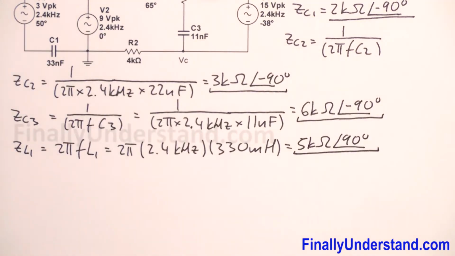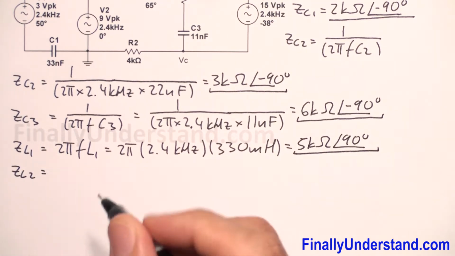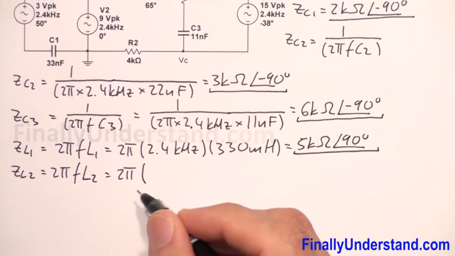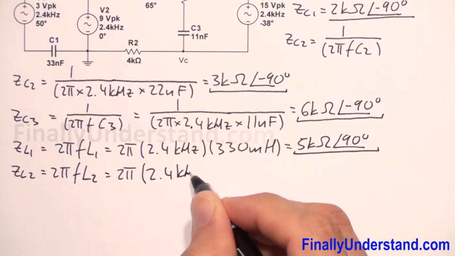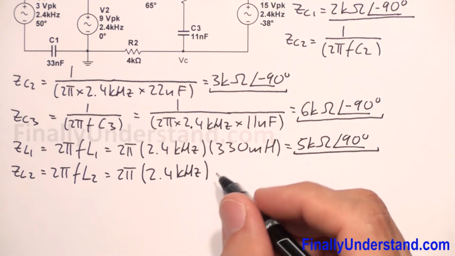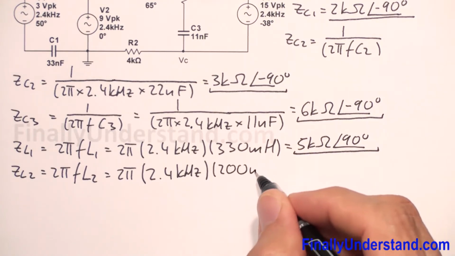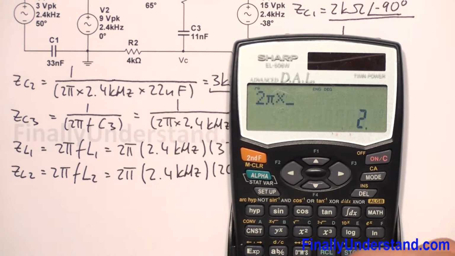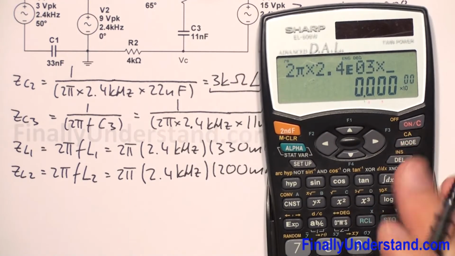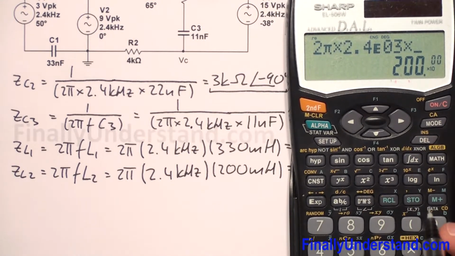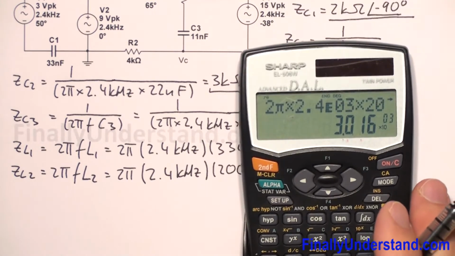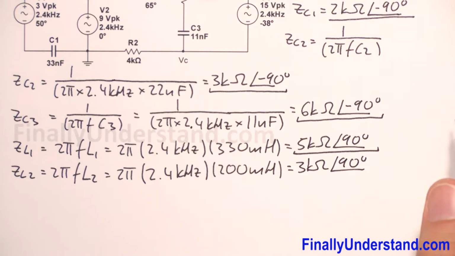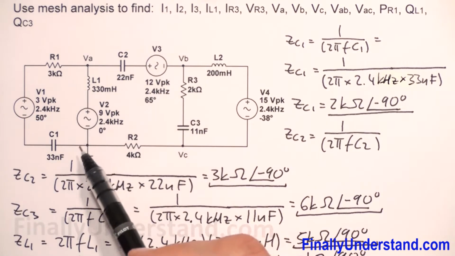Next, we're supposed to find the impedance of the inductor L2. ZL2 is equal 2 pi f L2. This is equal 2 pi times the frequency 2.4 kilohertz times L2, which is equal 200 millihenries. Okay, so this is equal 2 pi times 2.4 exponent 3 times 200 exponent 3 negative. This is equal, we can say, 3 kiloohms. So this is 3 kiloohms and angle of 90 degrees. Okay, we found all the impedances of capacitors and inductors.